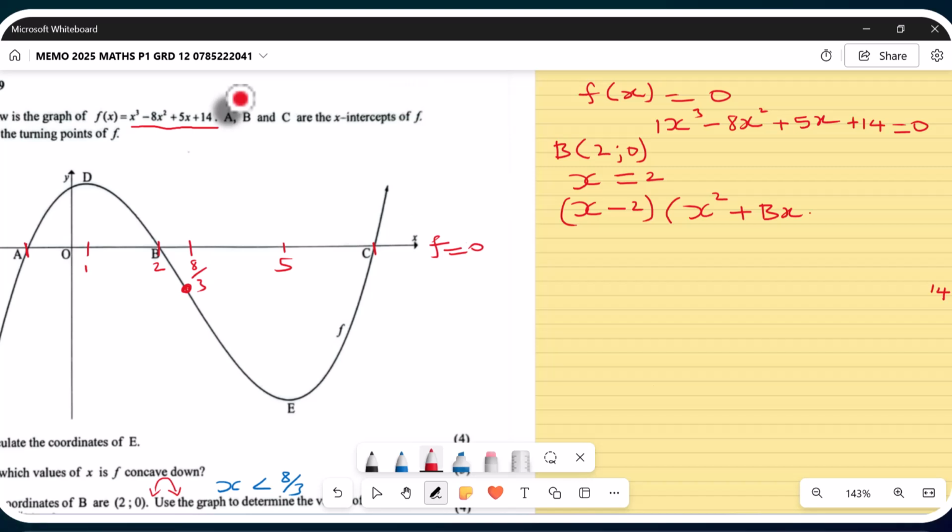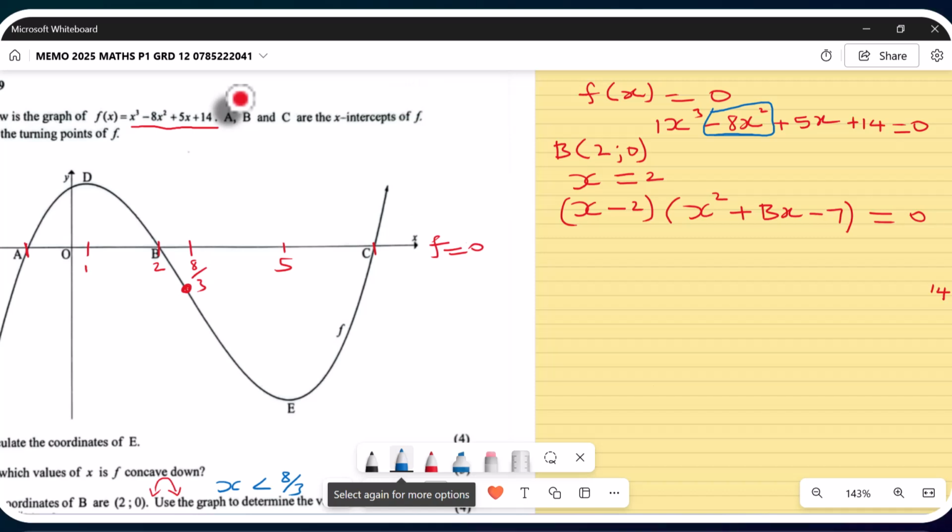So here, to get my b now, I'm going to compare. If you check what I have in my original, I've got negative 8x squared here. Now, if I may use this negative 8x squared as a reference, how can I get x squared here? I can say this x times bx gives me bx squared, and then I can also say negative 2 multiplied by x squared, that's minus 2x squared.